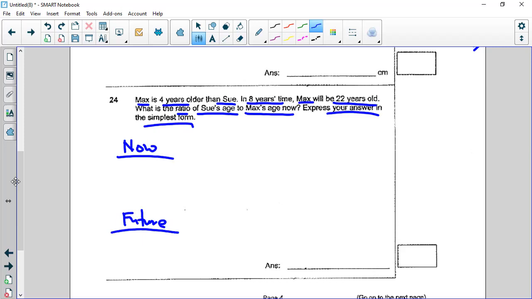So how do you draw the model? Max is 4 years older than Sue. Okay, if you don't know how to draw your model, Max is 4 years older, 4 years older than Sue. So you draw a comparison model.